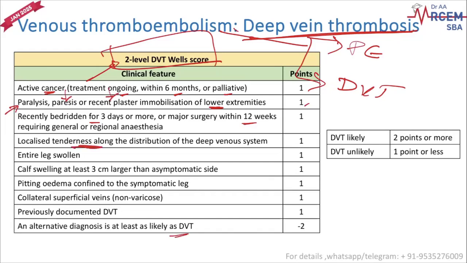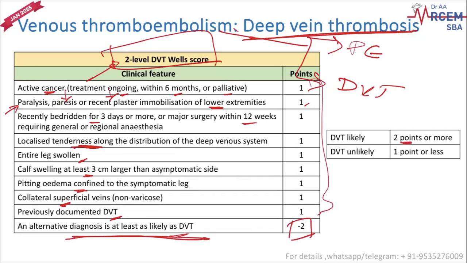Localized tenderness along the distribution of the deep vein. Entire leg is swollen. And if you measure it, the calf muscle is swollen more than 3 centimeters compared to the asymptomatic limb. Pitting edema confined to the affected limb. Collateral superficial veins can be seen. There is a previously documented DVT. All have 1 point each. If you're thinking another diagnosis is most likely, for example cellulitis, then minus 2 points. Then you add up the points.